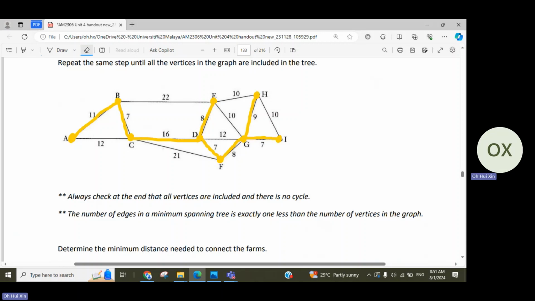So you got 9 vertices. And then you realize that you should have 8 edges. So 1, 2, 3, 4, 5, 6, 7, 8. If you have more than 8, which means that you have unnecessary edges. Okay, so that's the idea for this question.